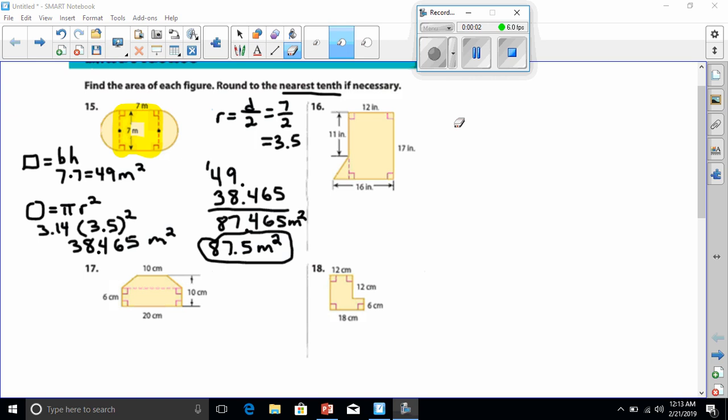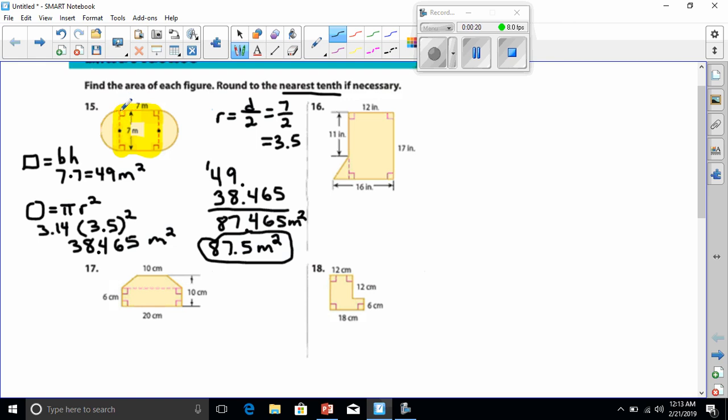Alright guys, today we're going to be doing area of composite figures. I went ahead and already filled out number 15 because it was already in your book. But for those of you that are just using the video as a reference, I wanted you to have all the things that the book did. So let's just briefly go over it.